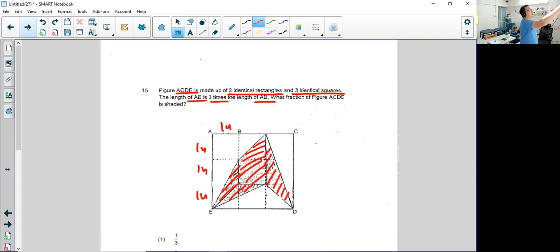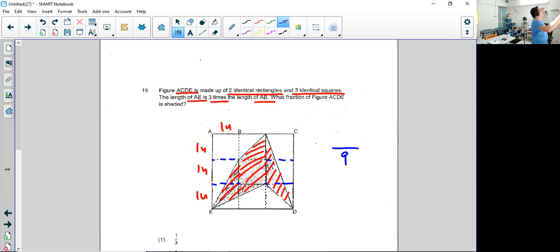Okay, so how to find what fraction of the figure is shaded? You can cut it into squares. If you cut it into squares, there will be 9 squares in total. You can see that what I'm doing, you cut it into 9 squares. Okay, and so what fraction is shaded?